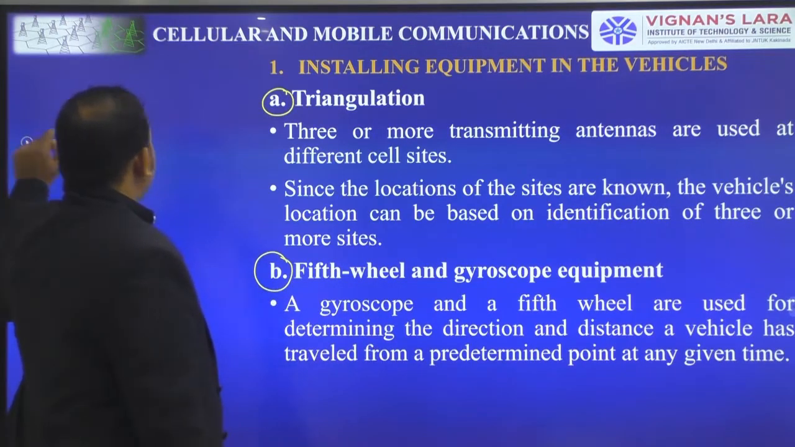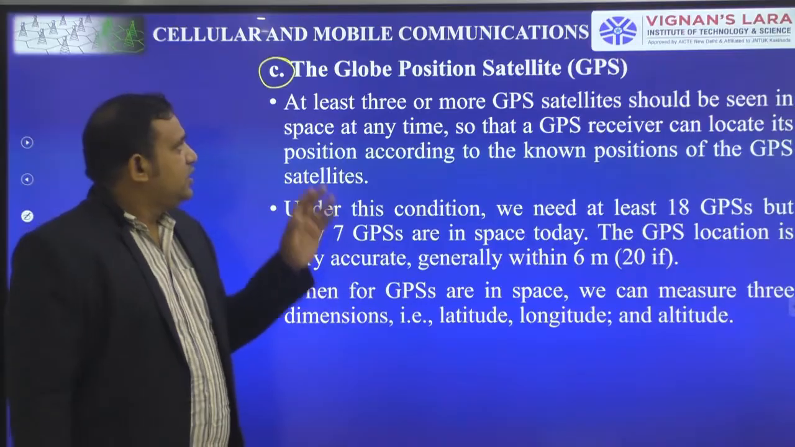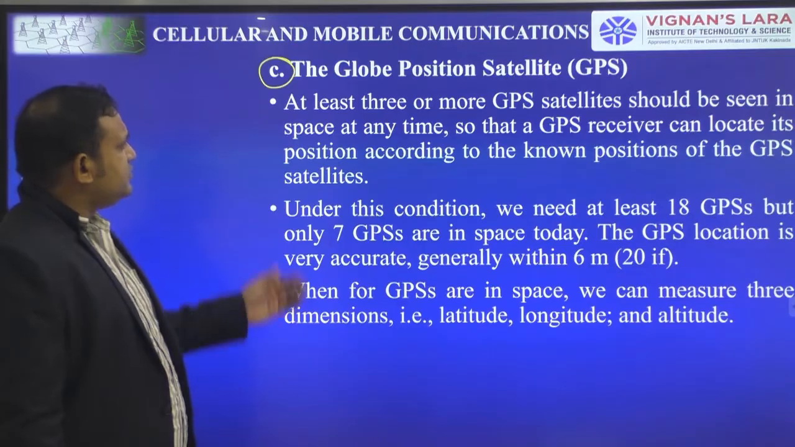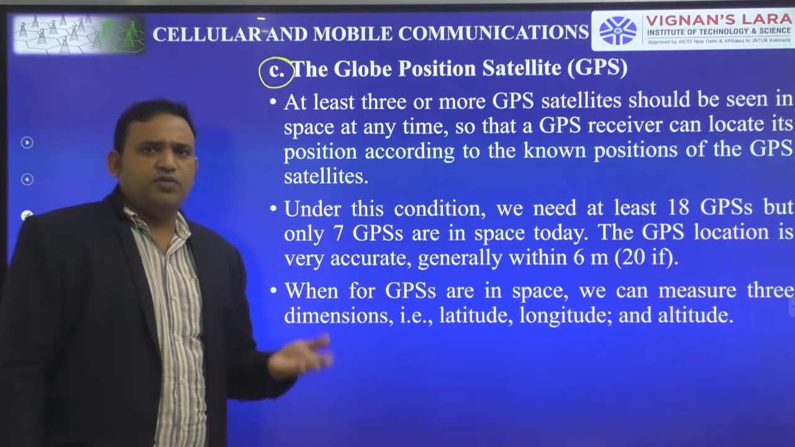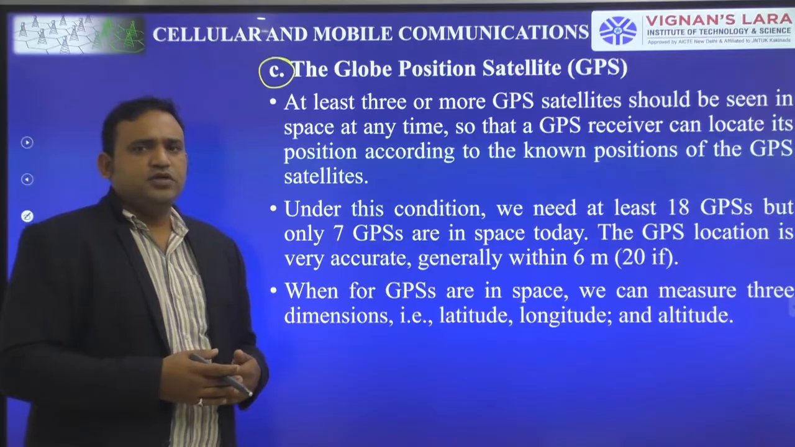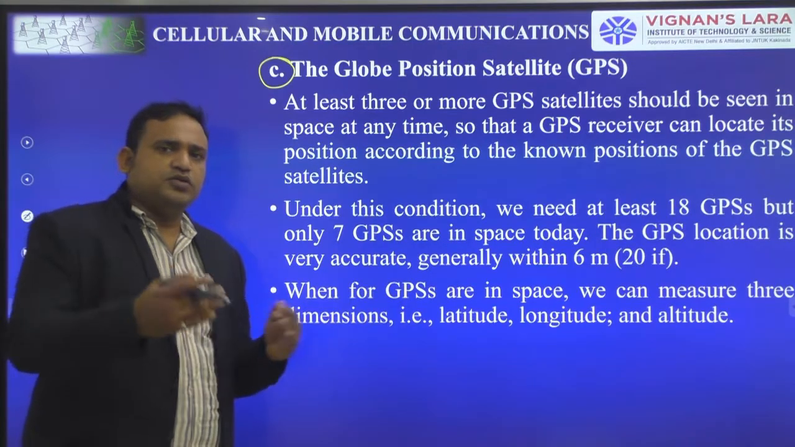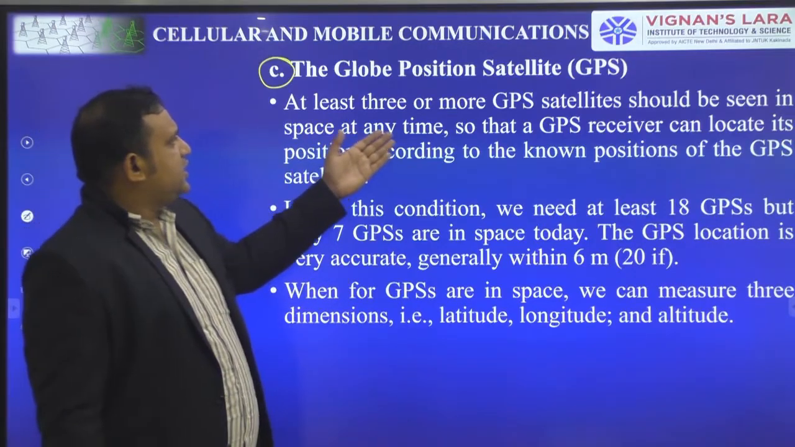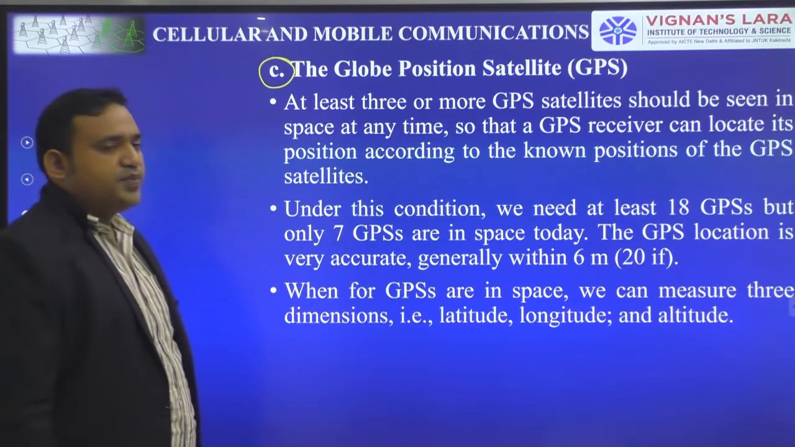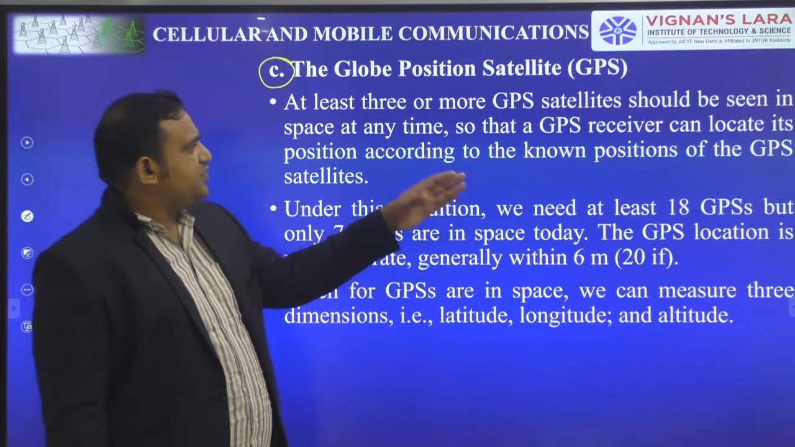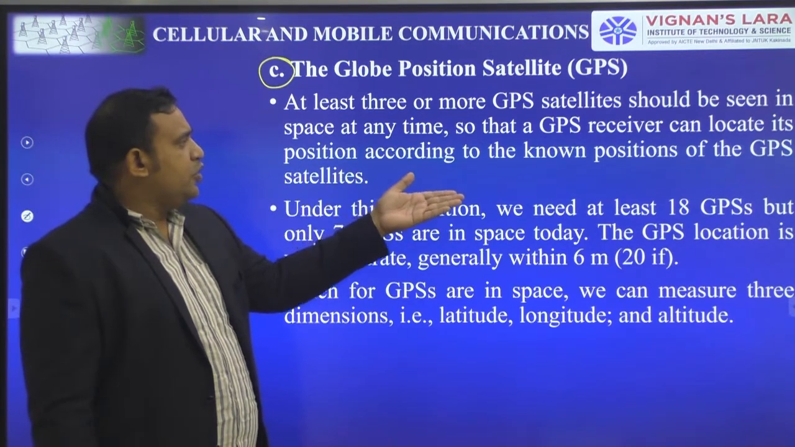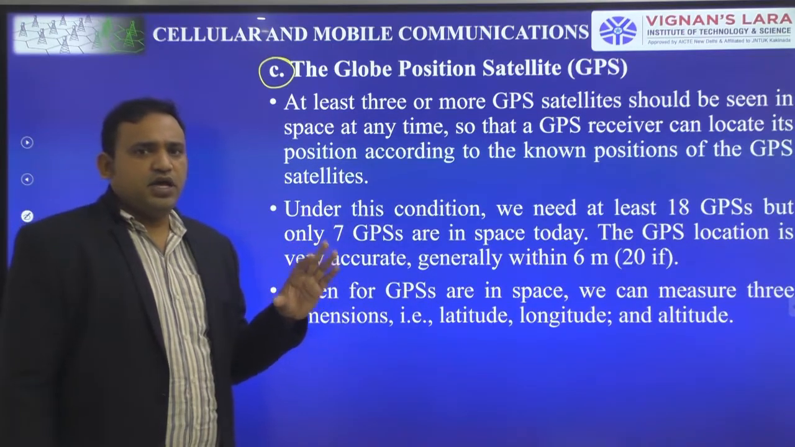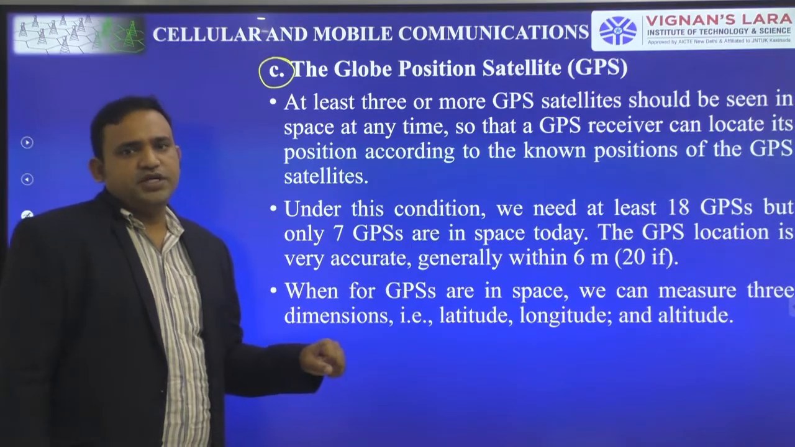Next one is GPS, the Global Positioning System. We know that GPS is available in our mobile phones also. We are using Google Maps too, and by using the GPS location, we travel to unknown places. At least 3 or more GPS satellites should be seen in space at any time, so that the GPS receiver can locate its position according to the known positions of the GPS satellites. According to those known positions, we are identifying the vehicle location.